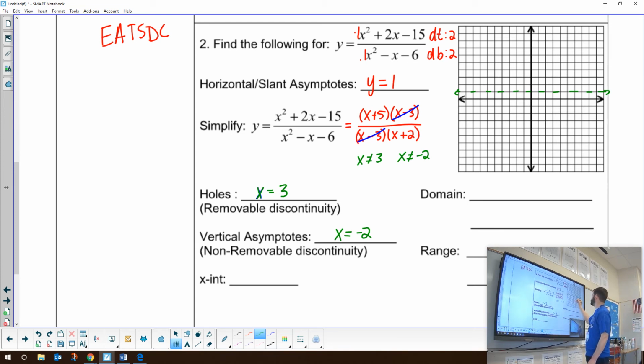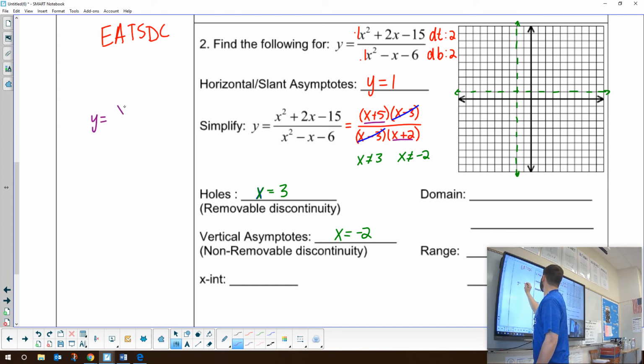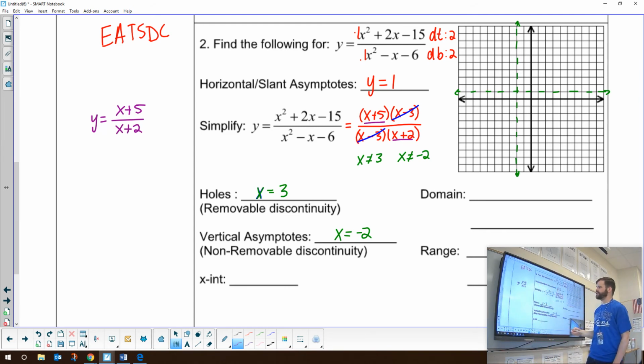So we can draw that one on. We're going to have a vertical asymptote at x equals -2. Okay? So there's our vertical asymptote. Now we just need to figure out where my graph goes, and once we know where my graph goes, we'll put a hole in the right spot. So we need to find my x-intercept and y-intercept. So we're going to take my simplified version, y equals x plus 5 over x plus 2, and we're going to use this to find my x-intercept and my y-intercept.